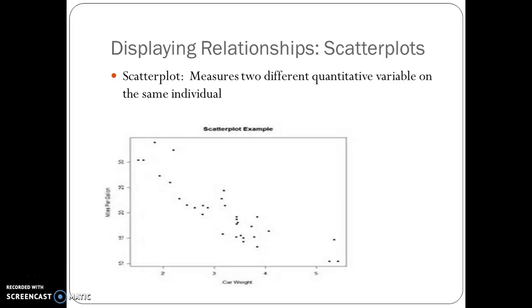So this is talking about the relationships and scatter plots. Scatter plots measure two different quantitative variables on the same individual. So you have quantitative variables. Think about what those are, not categorical but quantitative.